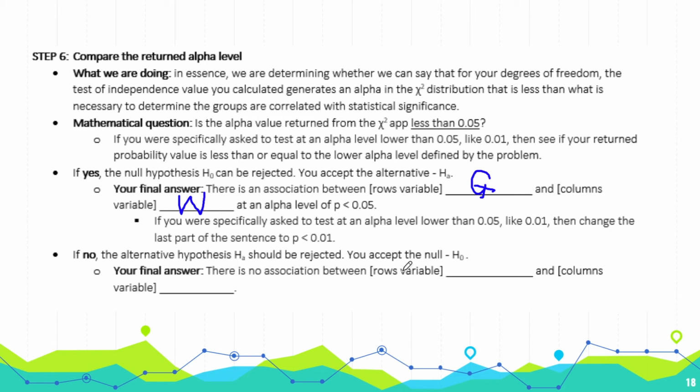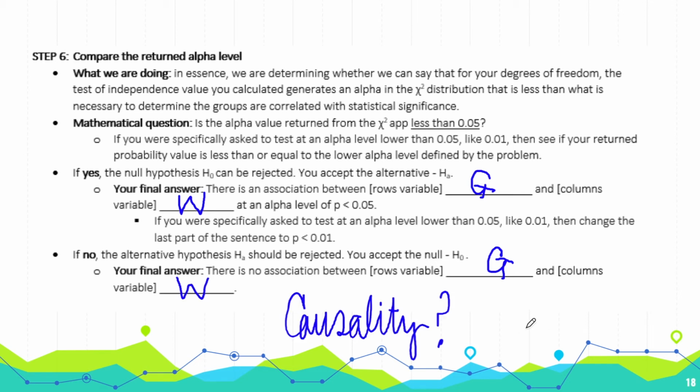So if no, the alternative hypothesis should be rejected, and you accept the null. Your final answer would be that there is no association between gender, which was our rows variable, and our columns variable, which was willingness to use medication.